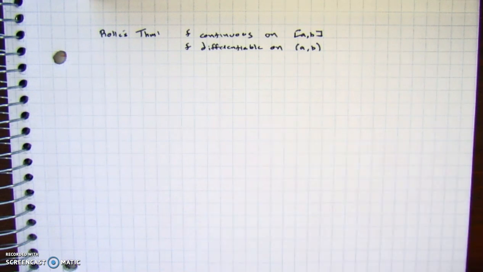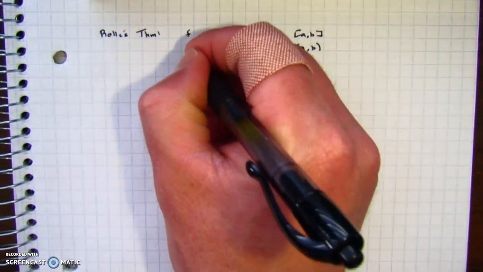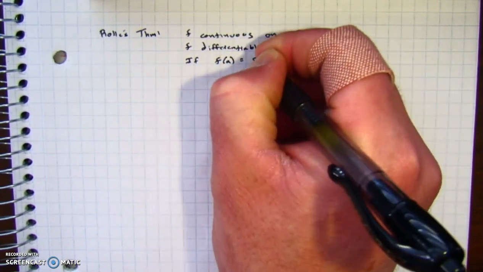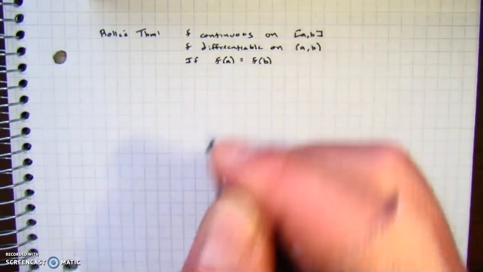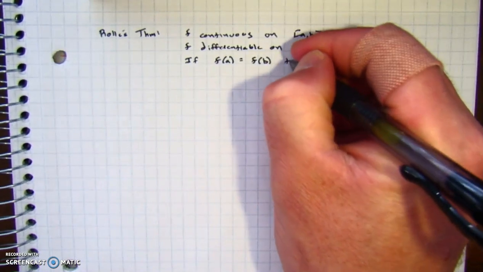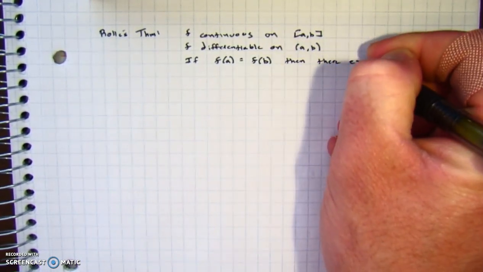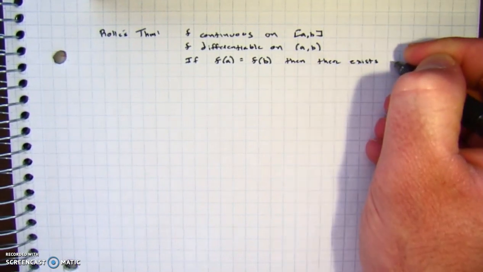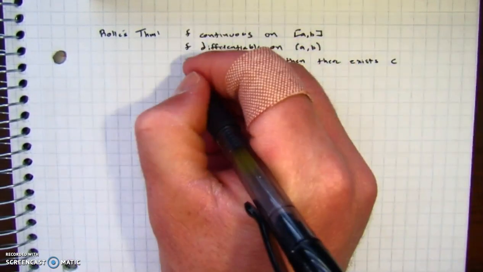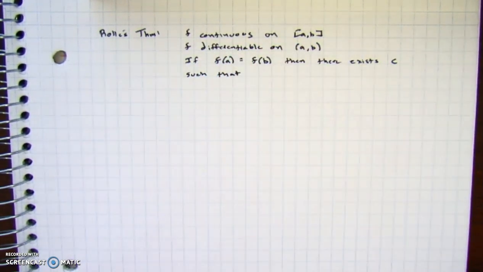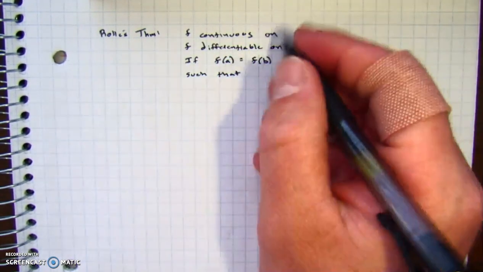Now, if you have those two conditions, and you have two points, if f(a) equals f(b), then there exists some point c such that f'(c) is 0.